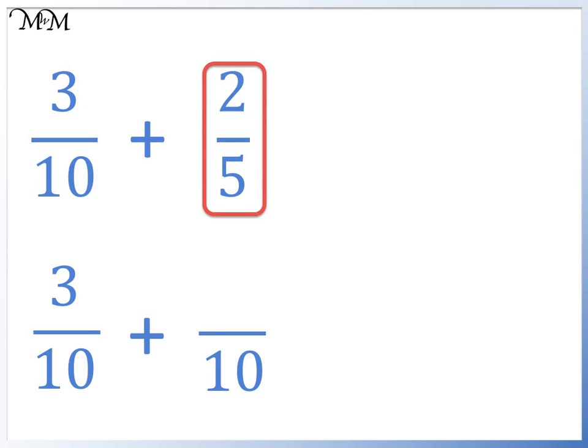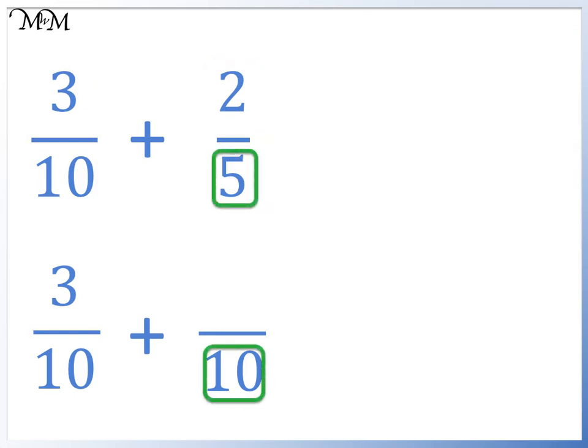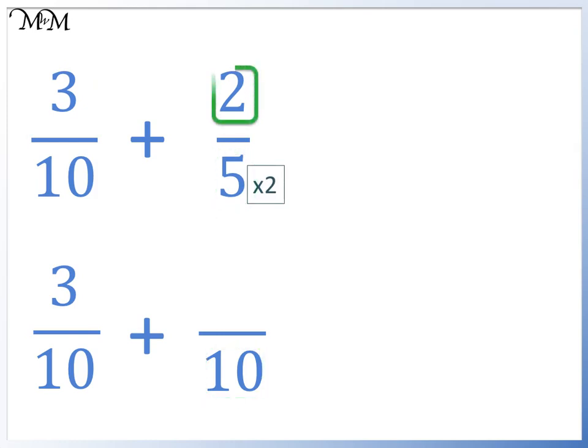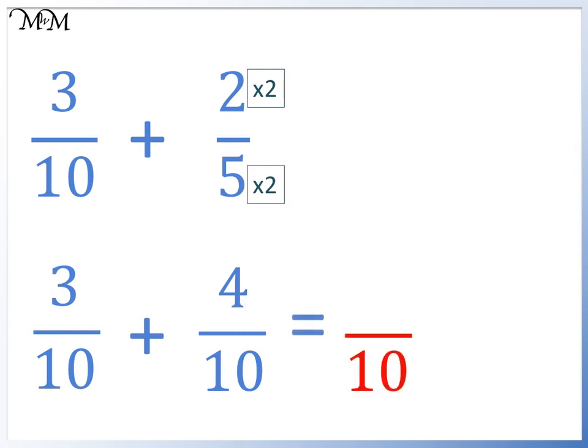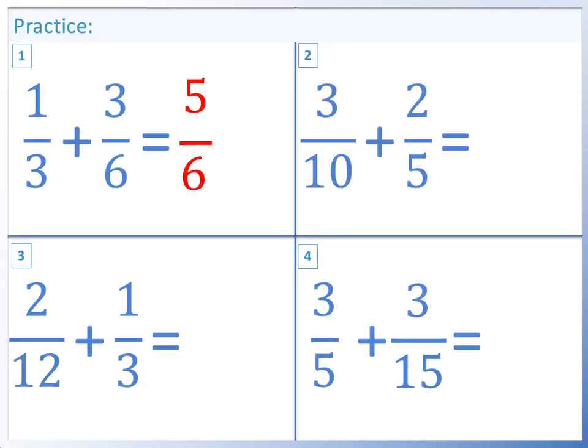Now for 2/5. To get from 5 to 10, we multiply by 2. So we also multiply the numerator by 2. 2 times 2 equals 4. We now have 3/10 add 4/10. The denominator will be 10. Now we can add the numerators. 3 plus 4 equals 7. Our answer is 7/10.